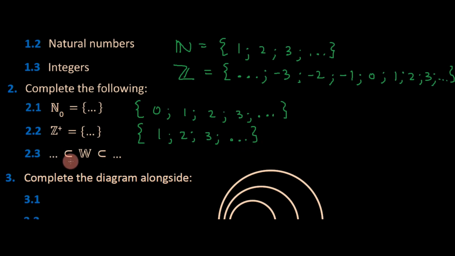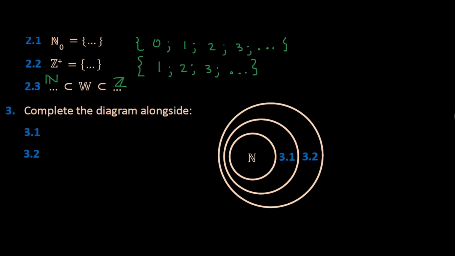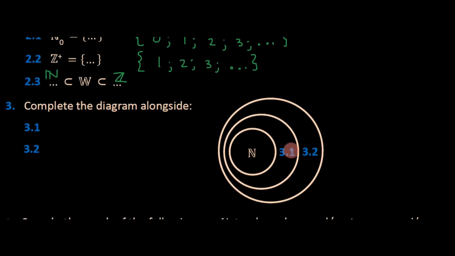Here something is a subset of the whole numbers, which is a subset of another number system. And we know that the natural numbers form a subset of the whole numbers, and the whole numbers form a subset of the integers. The natural numbers form a subset of the whole numbers, so W, and the whole numbers form a subset of the integers.